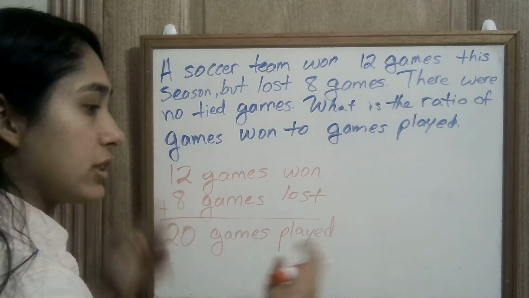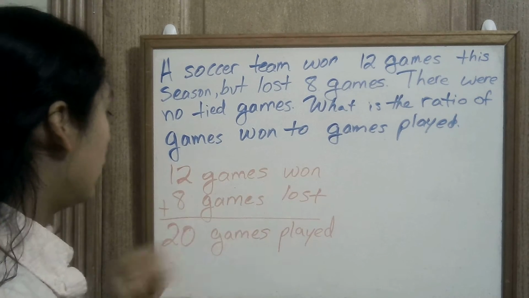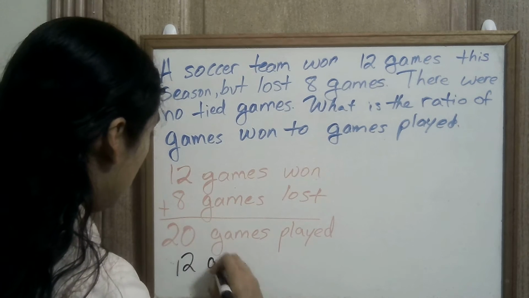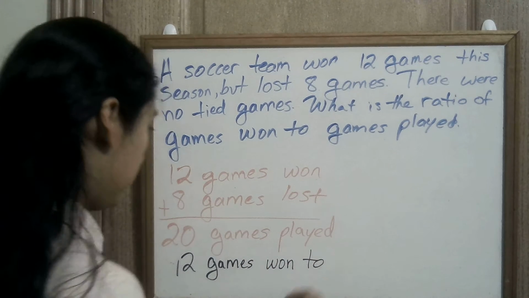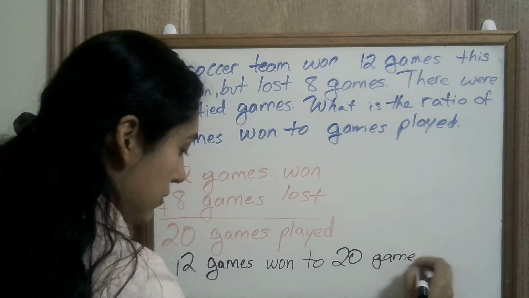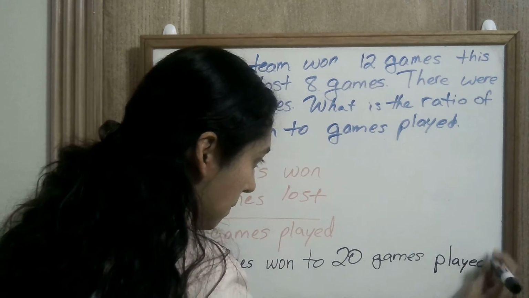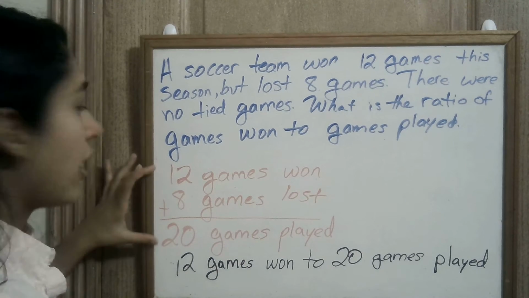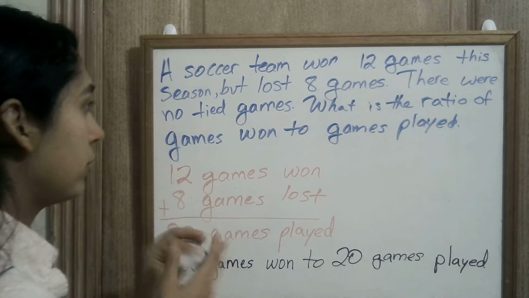So I just want to order this out. I've got the ratio of games won to games played: 12 games won to 20 games played. Alright. So since I have my information in the red, which is basically a copy of what I have in blue, I'm going to go ahead and erase the blue.